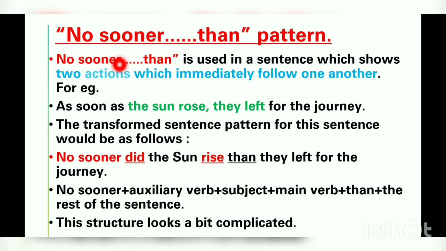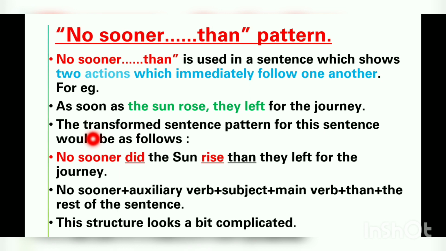No sooner than is used in a sentence which shows two actions which immediately follow one another. For example, as soon as the sun rose, they left for the journey. How many actions? Two actions. What is the first action? The sun rose. What is the second action? They left for the journey. So these are the two actions, and the first one is introduced by as soon as.